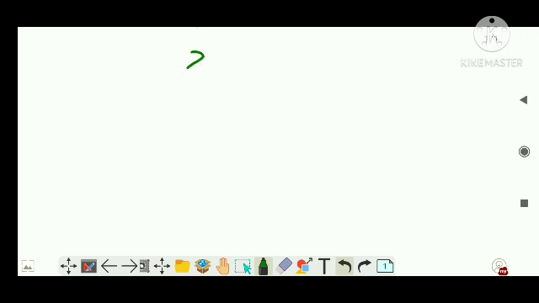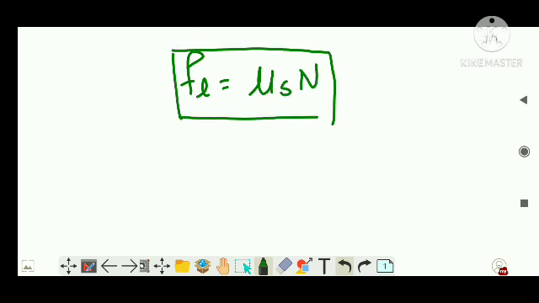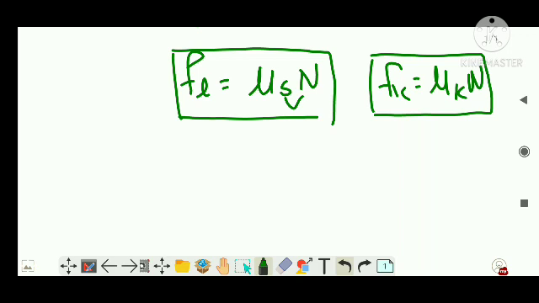There is an equation for limiting friction, which is μs into n. And for kinetic friction, fk is equal to kinetic friction, which is μk into n. And limiting friction, or statically limiting friction, is μs into n. Clear?